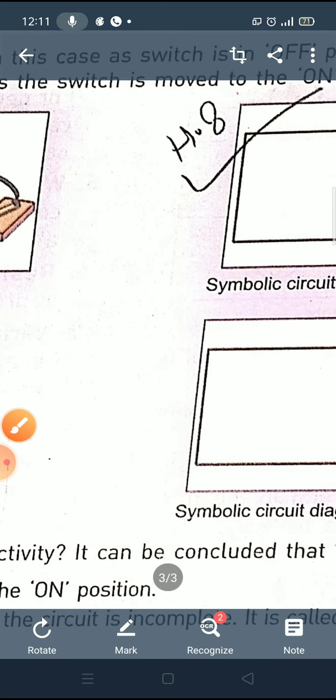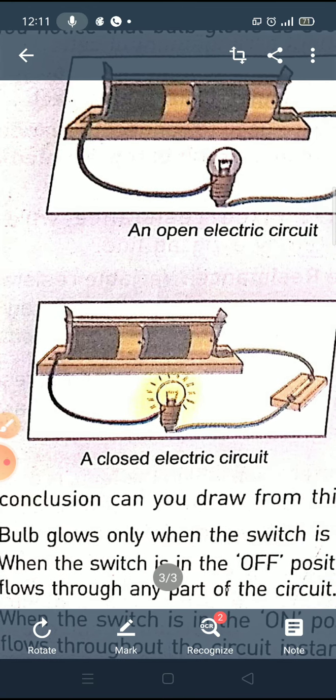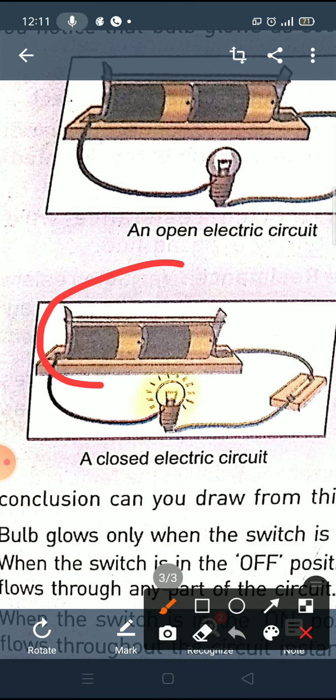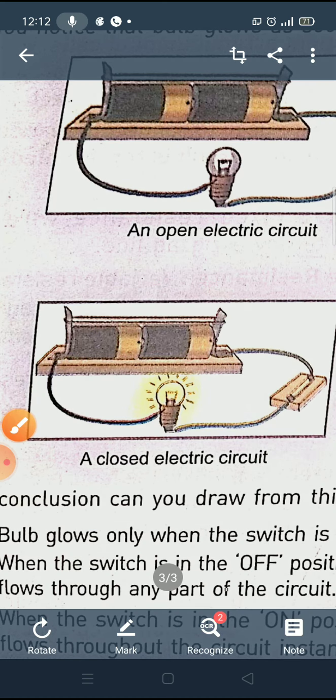And you can see it in this diagram also. Here you can see this is a battery, because one and two cells are attached with each other. This is a wire. Now see here, this is attached. That's why the bulb is glowing. So it is called a closed circuit.